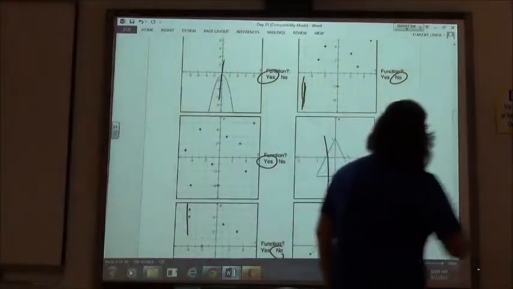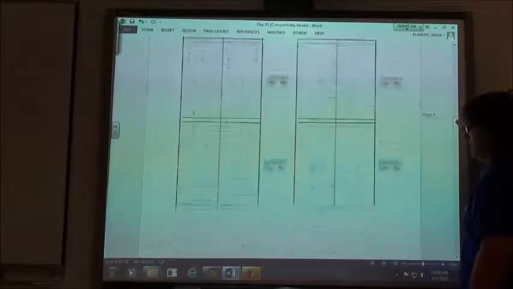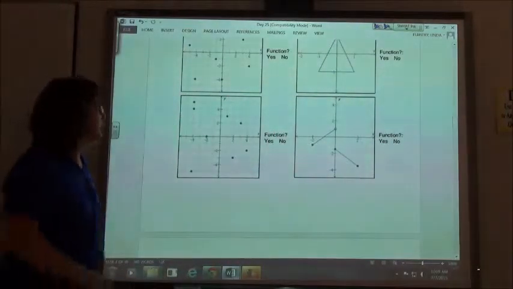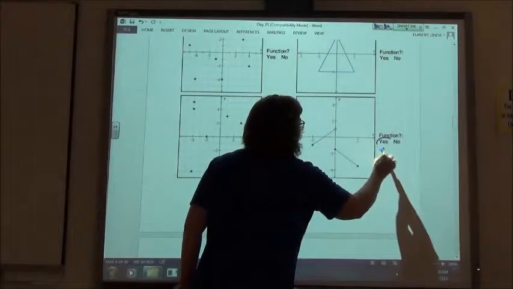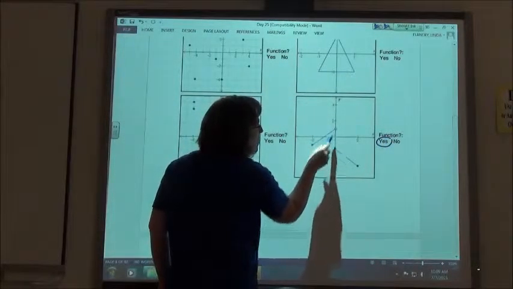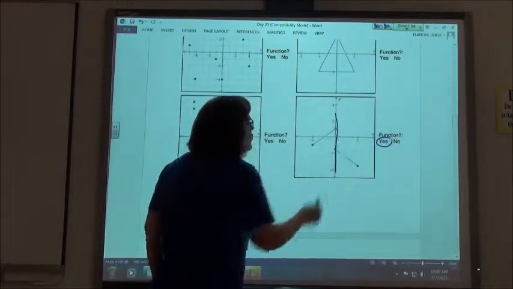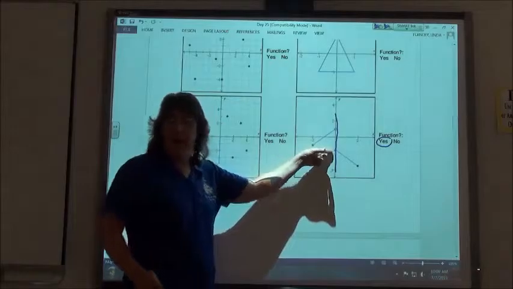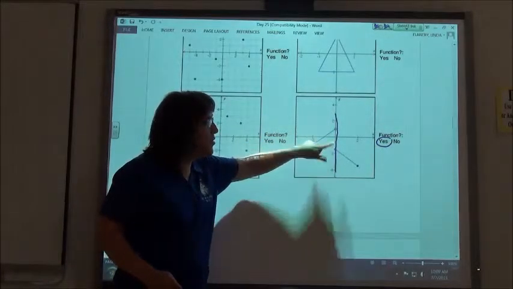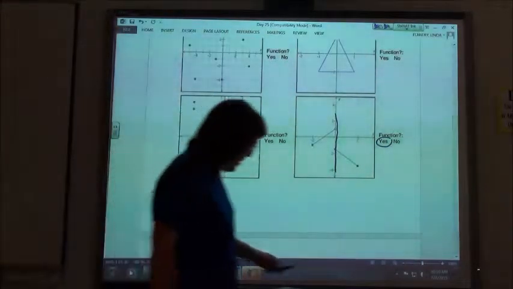I'm going to move this one up because I can't quite see the last one. So on the last one, is that one a function? Yes, it is. If both of these dots were solid dots, then it would be no, but since that top one's open, when I draw my line, technically, I'm only touching the bottom, not the top. And so since that one's open and that one's closed, I'm only touching once. So yes, it is a function. It doesn't overlap anywhere else.